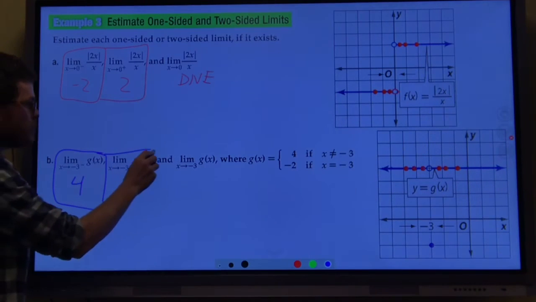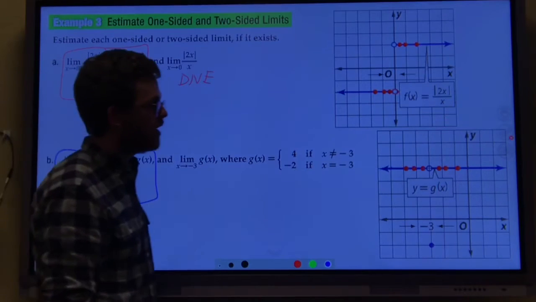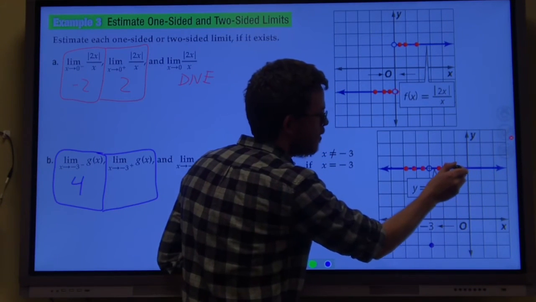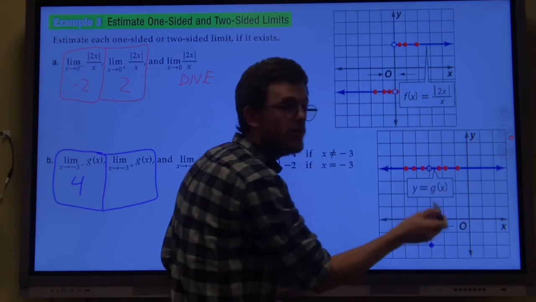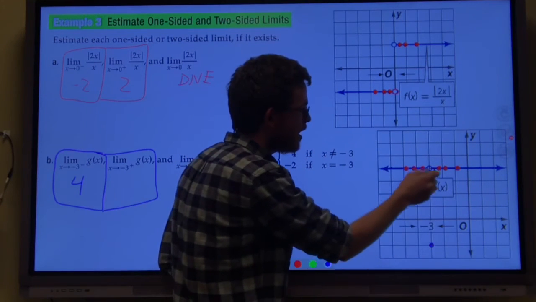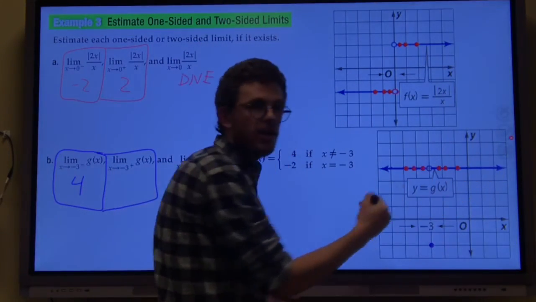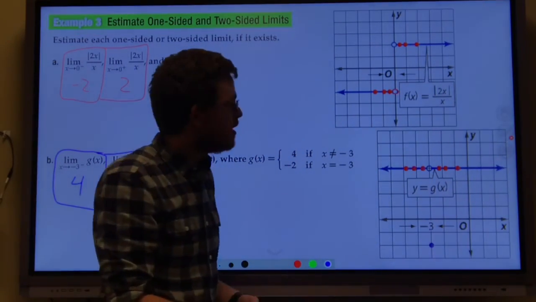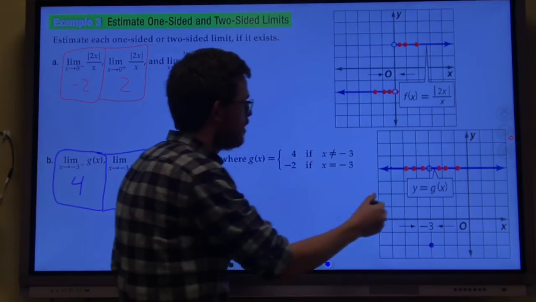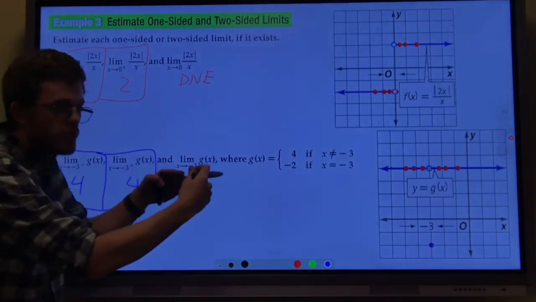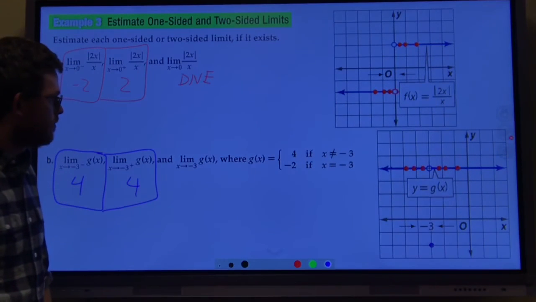And then we're talking about approaching -3 from the right side. From the right side, we keep getting out 4s. We're never actually equaling -3; we're talking about getting closer to -3. And the whole time, the output is 4. So it's approaching 4 from both sides.